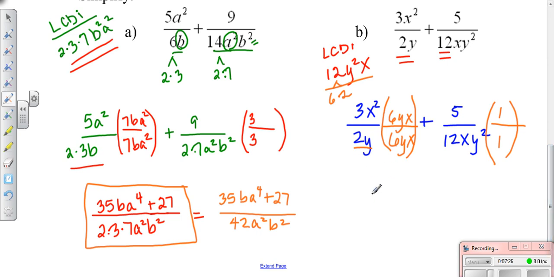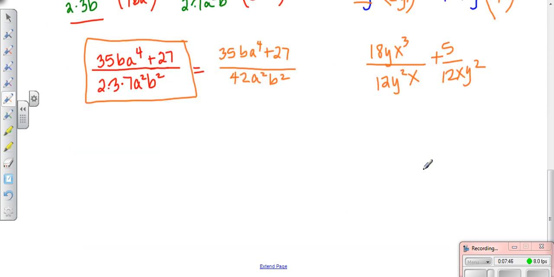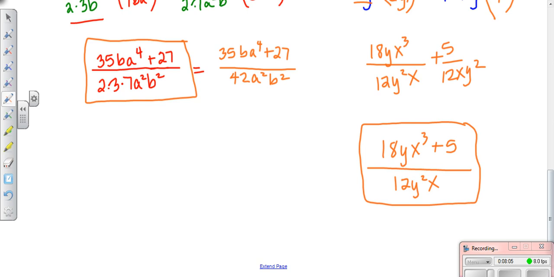So I'm going to clean up this one. So I have 18yx cubed all over 12y squared x plus 5 over 12xy squared. And if I write this as a single fraction, actually do the adding, plus 5 all over 12y squared x. Quick check for common factors. Do 18 and 5 have anything in common? No. I'm in lowest terms, and there is my answer.